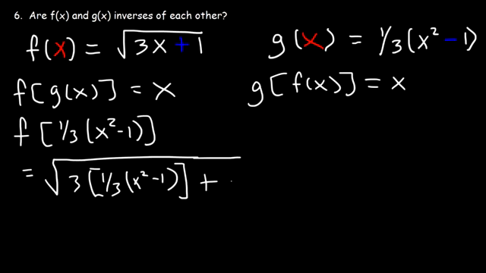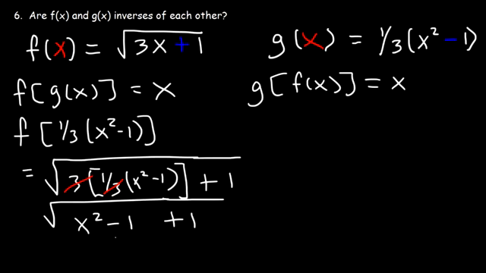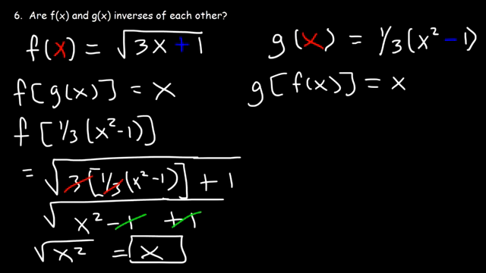And then we have a plus 1 inside the square root. 3 times 1/3 is simply 1. So we have 1 times x squared minus 1, and that's just x squared minus 1. Negative 1 plus 1 adds up to 0, and the square root of x squared is x.